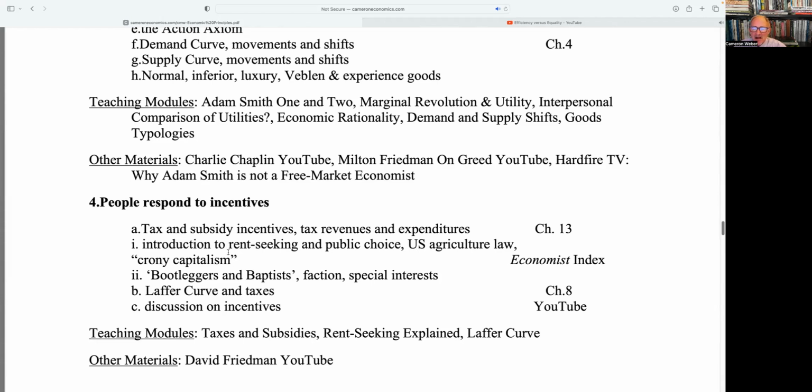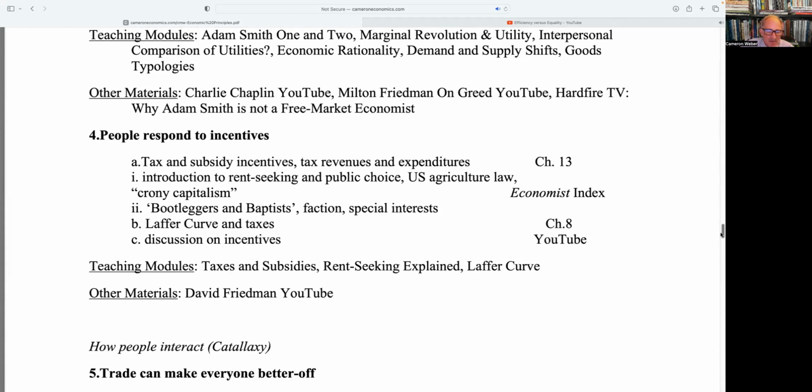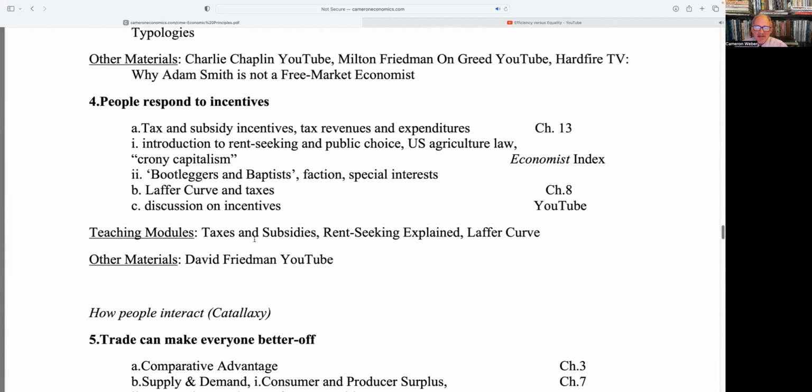And so individuals react to incentives. Agribusinesses tend to invest more than they should and make more profit because they get tax incentives. And the Democrats in the cities would like to distribute as many food stamps as possible because that gets them votes. The teaching modules here would be taxes and subsidy, rent seeking explained, and Laffer curve. Rent seeking explained is also a popular teaching module. The Laffer curve shows how you can actually lower taxes and tax revenues will go up. And there are two historical examples that I show in the Laffer curve teaching module.